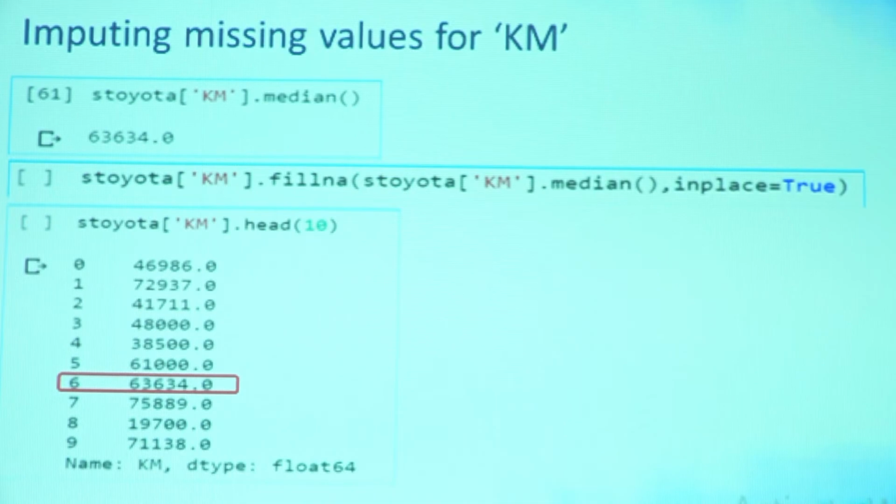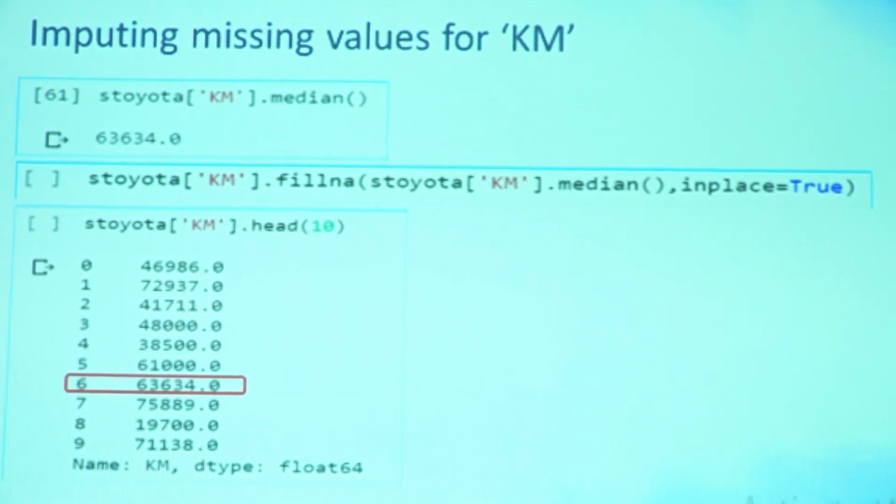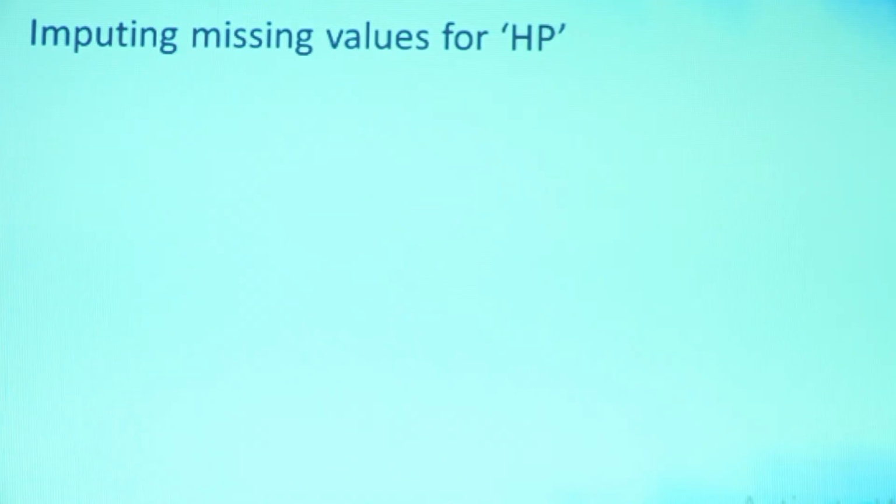Now next column, HP. Check the describe method of your dataframe. Check for the HP column. Is there a big difference between mean and median? Not much. What are the values? 101 and 110. Not much difference. So what will you impute with? Mean. For HP, impute your missing values with mean.